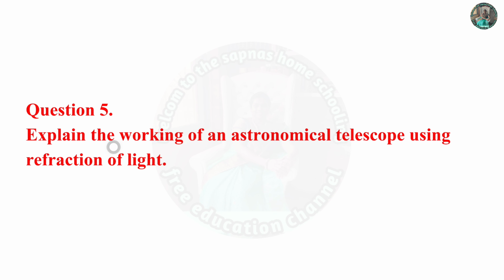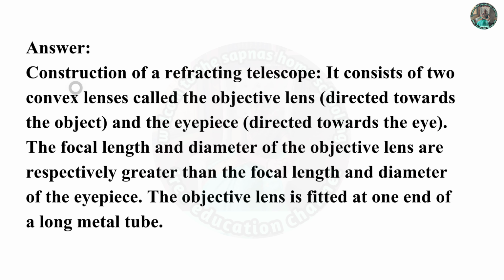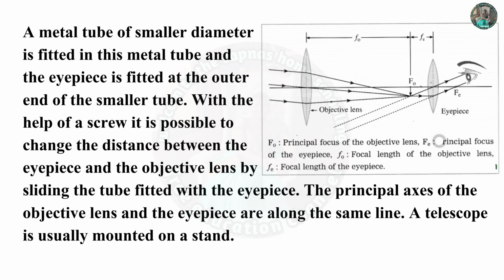Question 5. Explain the working of an astronomical telescope using refraction of light. Answer. Construction of a refracting telescope. It consists of two convex lenses called the objective lens, directed towards the object, and the eyepiece, directed towards the eye. The focal length and diameter of the objective lens are respectively greater than the focal length and diameter of the eyepiece. The objective lens is fitted at one end of a long metal tube. A metal tube with smaller diameter is fitted in the metal tube and the eyepiece is fitted at the outer end of the smaller tube.